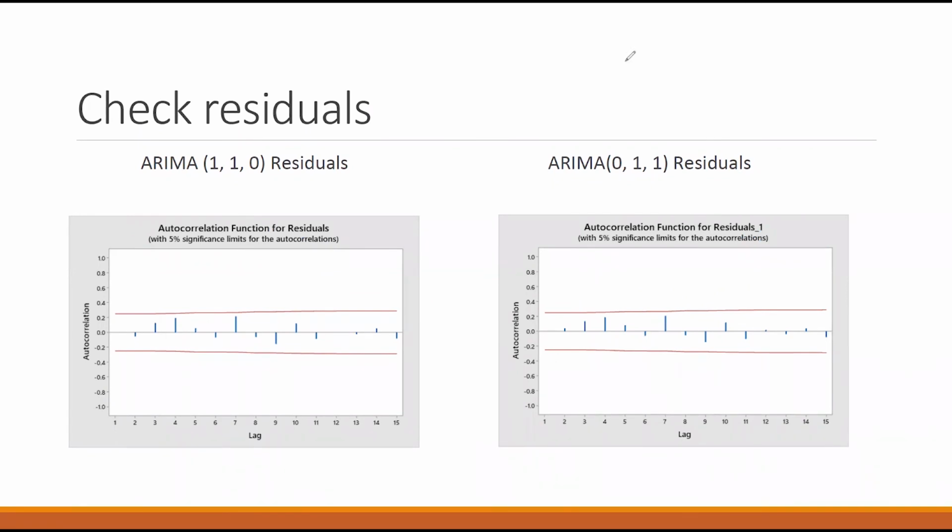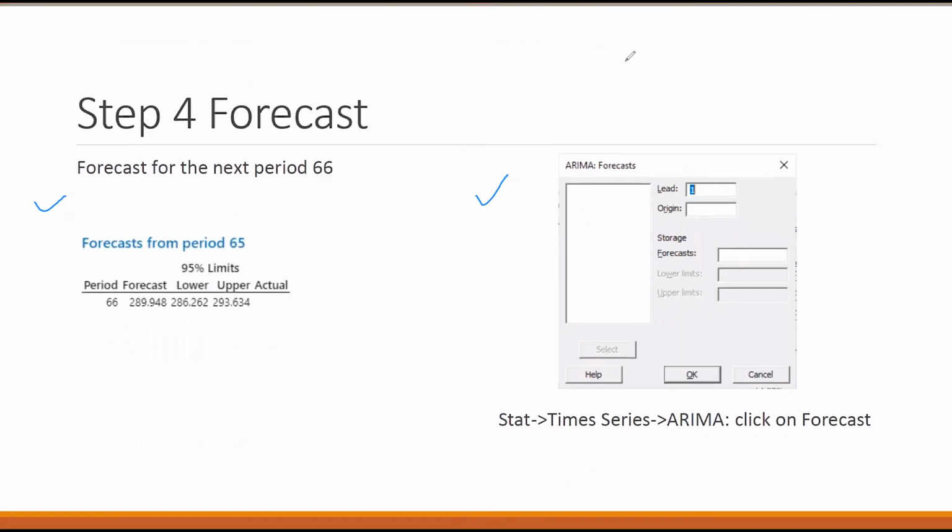Now let's double check. We look at the residuals to determine if there's still any significant autocorrelation going on that we need to deal with. By looking at the residual plot for both, we don't observe any significant correlation, meaning that all of the bars are within the red curve, and therefore the residuals are good as well. Now at this point, we do not need to repeat the process since we do find good models for forecast, and therefore we can continue with the forecasting.